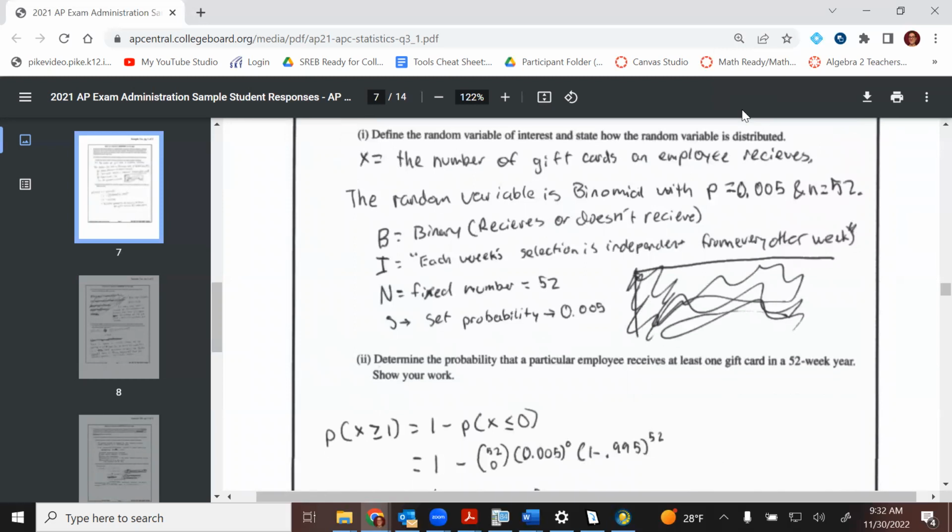Define the random variable. X equals the number of gift cards an employee receives. The random variable is binomial if the probability of success equals 0.005 and n equals 52. Binary: receives or doesn't receive. I: each week's selection is independent from every other week. N: fixed number, 52. S: set probability, 0.005.